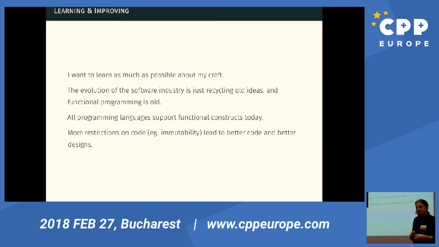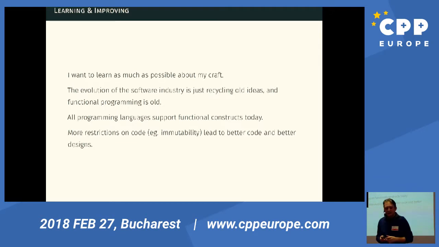I also noticed that whenever you have more restrictions on how you write code, your code is typically better. As programmers, we like freedom. I loved freedom as a junior programmer, but then my freedom hit me in the head again and again and again. And having a discipline that says, okay, let's make things immutable as much as possible, is something that helps a lot.